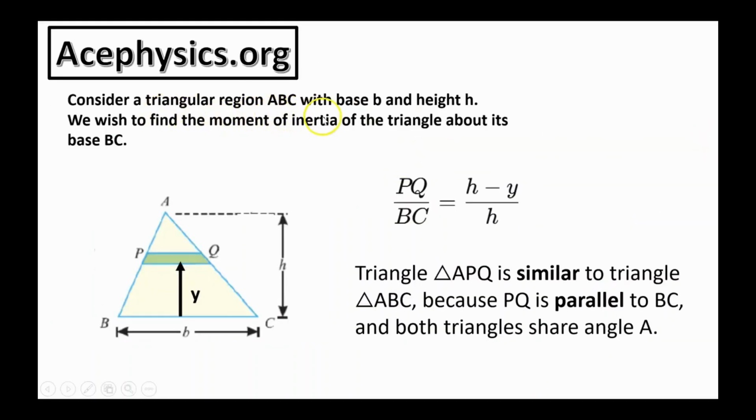Consider a triangular region ABC with base B and height h. We wish to find the moment of inertia of the triangle about its base, BC. This length BC is equal to B. Notice the triangle APQ is similar to the triangle ABC. Therefore, the base of this triangle, PQ, divided by the base of this triangle, BC, which is also equal to little b, is equal to the height of this triangle, little h, minus y, and that's the height of the little triangle, divided by the height of the big triangle, which is h. We'll need to use this ratio to solve the problem.